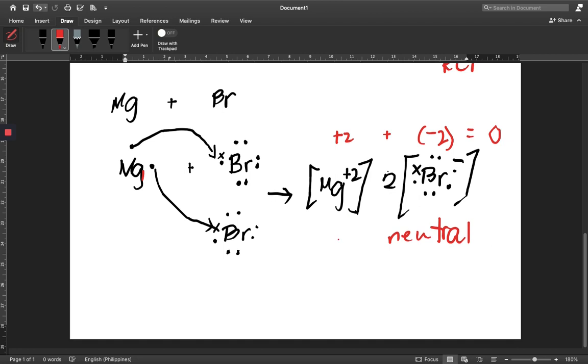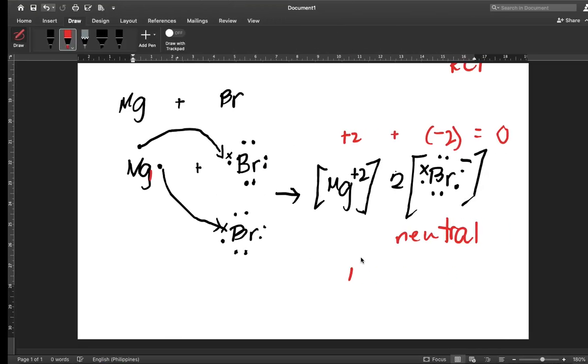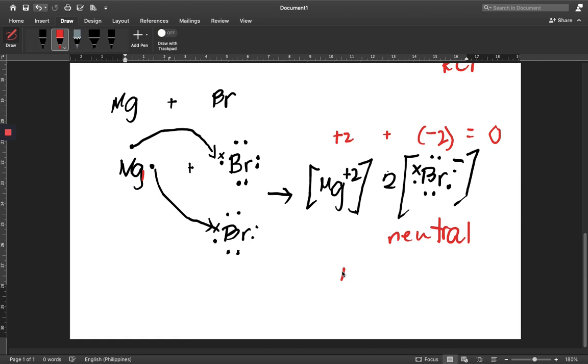However, if you place magnesium here, Mg, there are two ions of bromine, so that's basically Br sub 2. Alright, magnesium bromide, MgBr2.